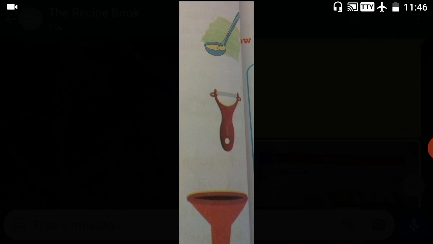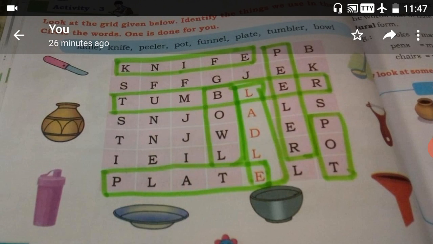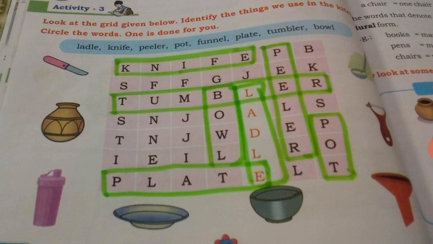Okay, now see this picture. What do you find in this picture? A ladle, L-A-D-L-E, ladle is there, and a peeler and a funnel. Okay, and we use all these things in our kitchen.